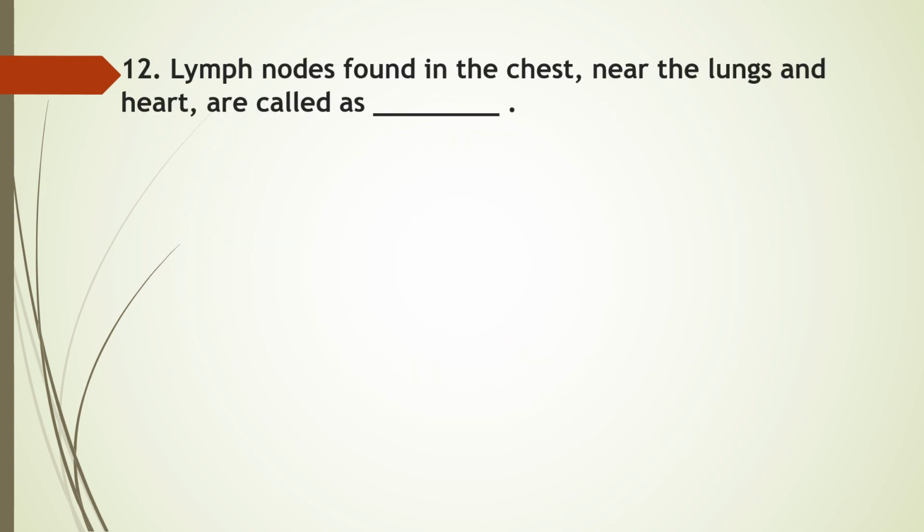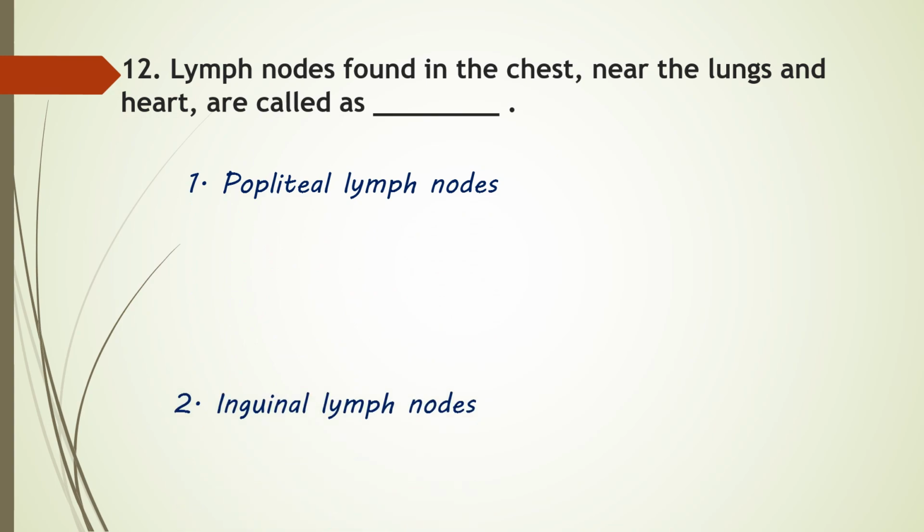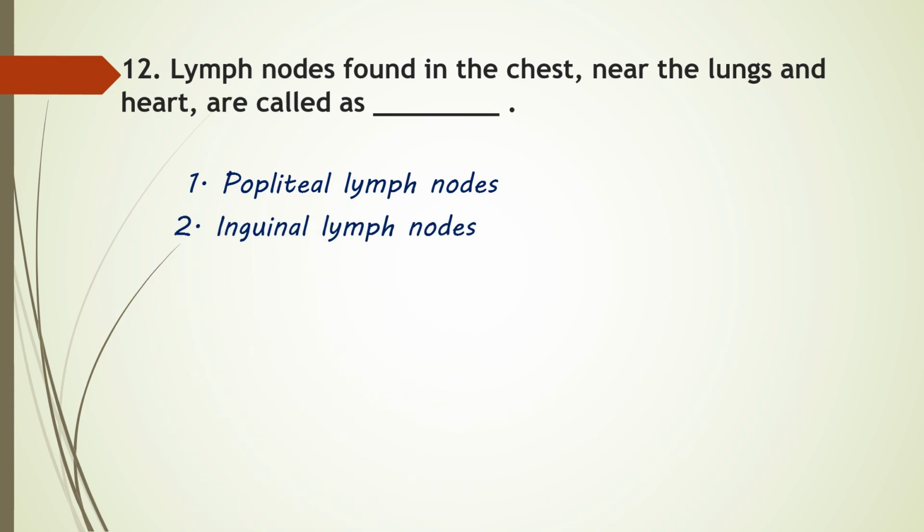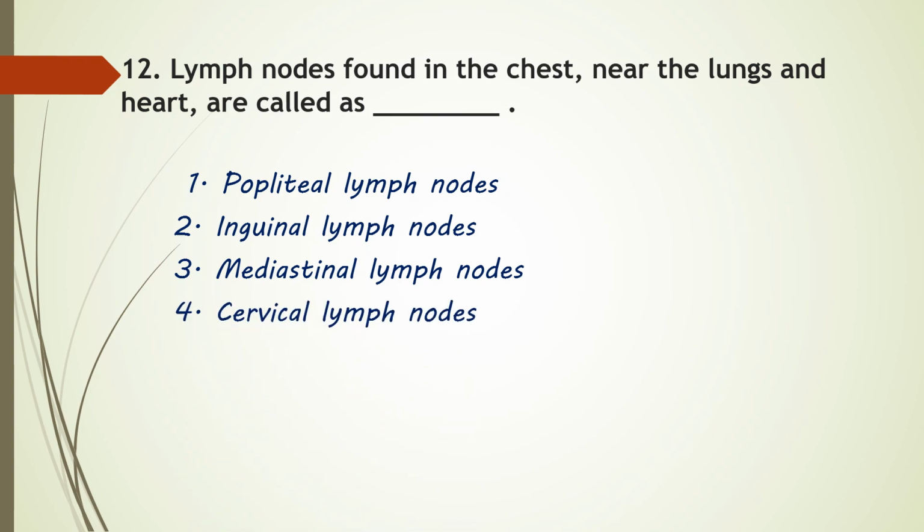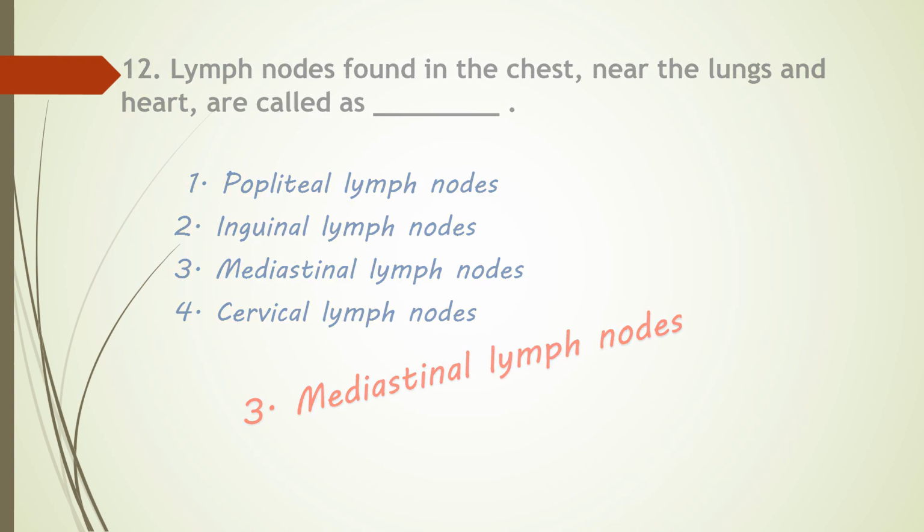Question number 12. Lymph nodes found in the chest near the lungs and heart are called as. Options are popliteal lymph nodes, inguinal lymph nodes, mediastinal lymph nodes or cervical lymph nodes. Yes, you are absolutely right. The correct answer is option 3, mediastinal lymph nodes, which is found in the chest near the lungs and heart.